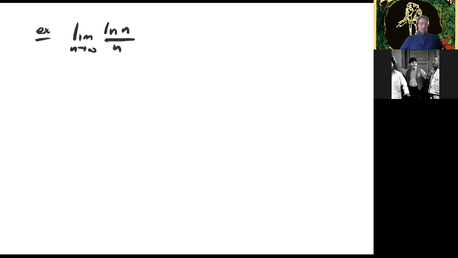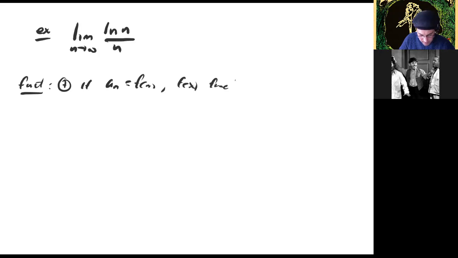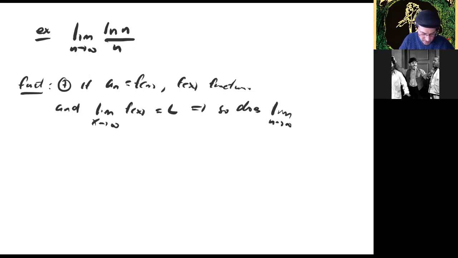I'd like to compute this limit. Now, if I just let n go to infinity, what's inside doesn't seem to do anything obvious. However, we're going to use the following fact, which is another property, maybe we should call it property 7. If a sub n is f of n, where f of x is a function, and the limit as x goes to infinity of f of x equals L, then so does the limit as n goes to infinity of the value of the function at the integer points.